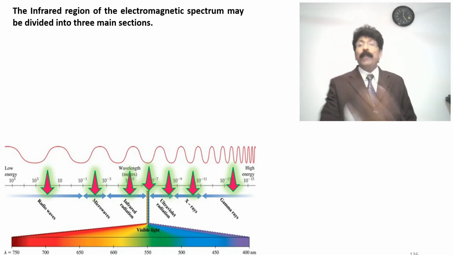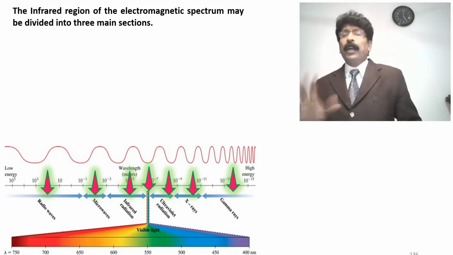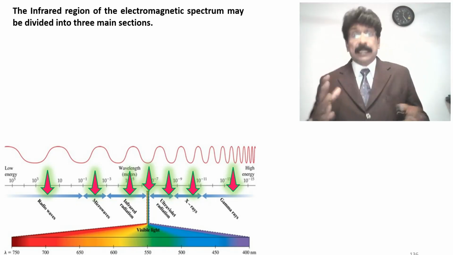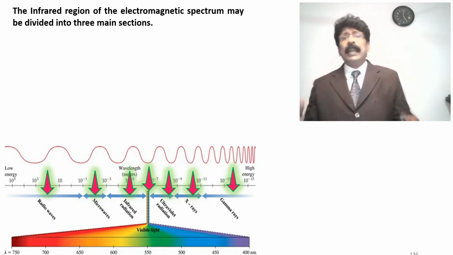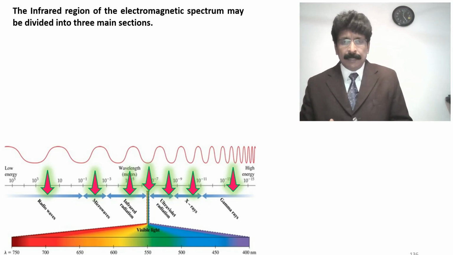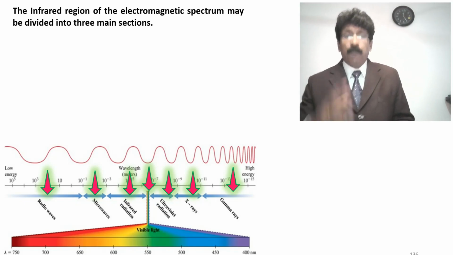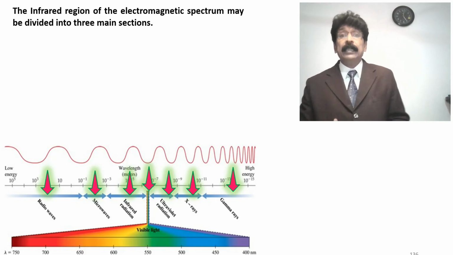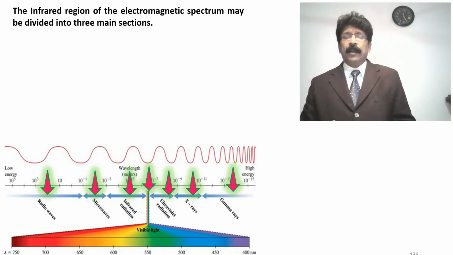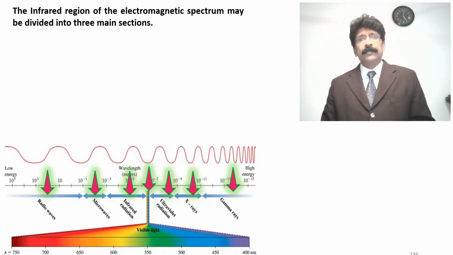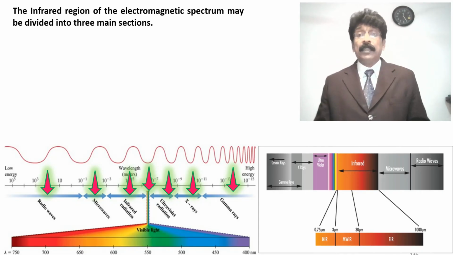Today we are going to have the class about infrared radiation, how it is applicable for structural elucidation, or in fact directly we can say how it is useful and how it is applied in detecting the functional groups of the secondary metabolites present in the herbs and in the medicinal plants.